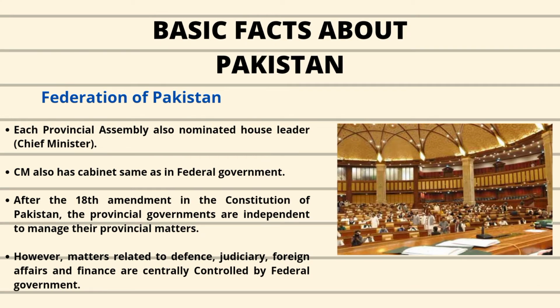Now we come to the provincial assembly. Each provincial assembly also nominates a house leader, known as the chief minister. In the federal government there is a prime minister as house leader, and the chief minister is in the provincial assembly. The chief minister also has a cabinet, just like the federal government, formed from members of the allies of its own party from the provincial assembly, the MPAs.